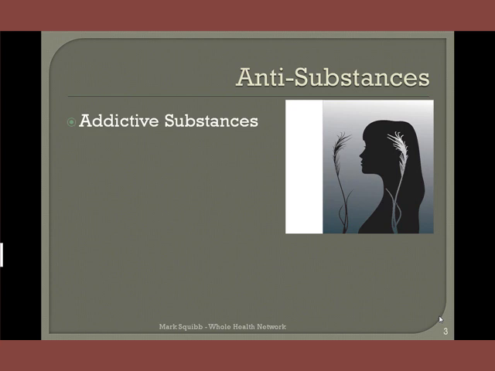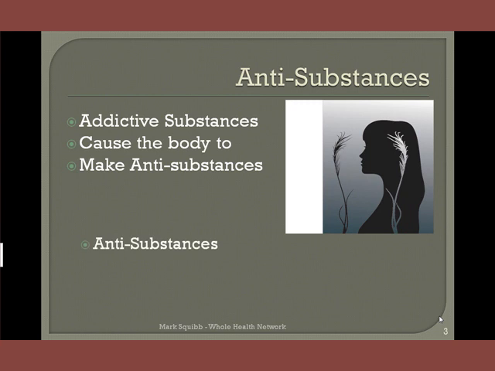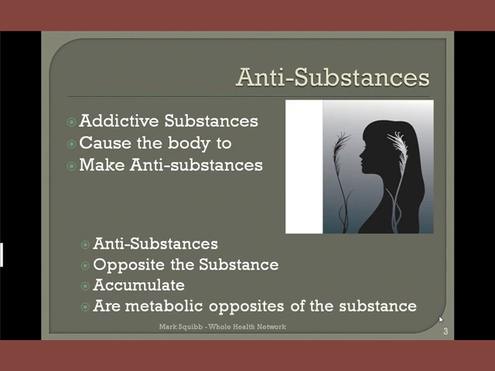outside substance. So addictive substances cause the body to make anti-substances, and anti-substances oppose the substance in an attempt to create a stabilization in anticipation of future exposure to the substance. And the anti-substances accumulate and under normal conditions break down slowly over time. And just bottom line, they tend to be the metabolic opposites of the actual substance.